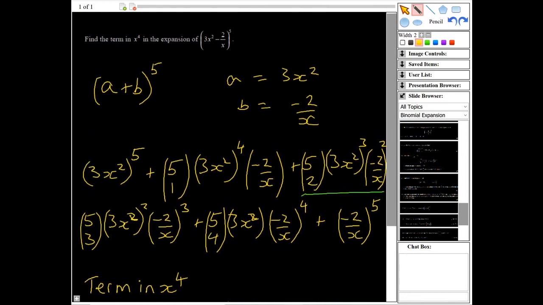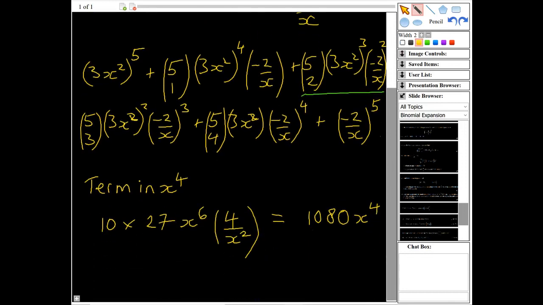So I should now have answered the question. It said find the term in x to the power of 4 in the expansion there. So I've done that. So the term in x to the power of 4 here is 1080 x to the 4. That's all I'm going to need for the question. So I've finished.